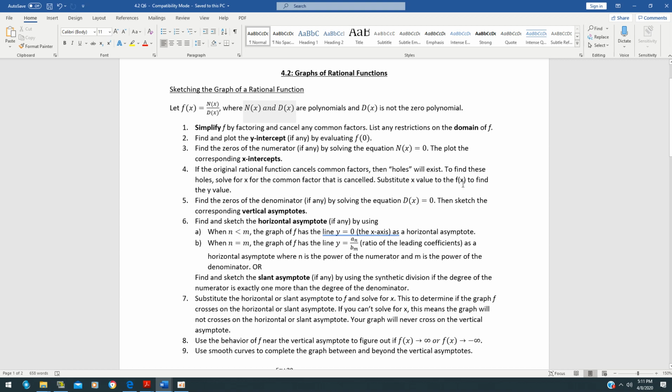In this case, it will be negative 3 for x, and for y, you plug the negative 3 in and figure out what your y value is, and that is the coordinate of the hole. This only happens when a common factor has been canceled. If you don't have any common factors canceled, that means the hole will not exist here.